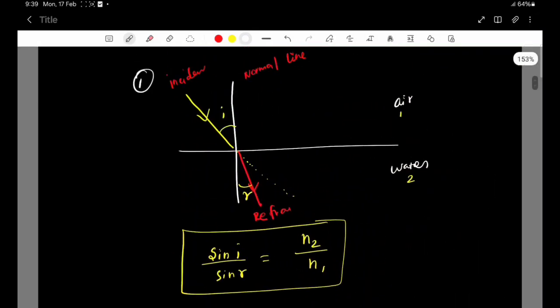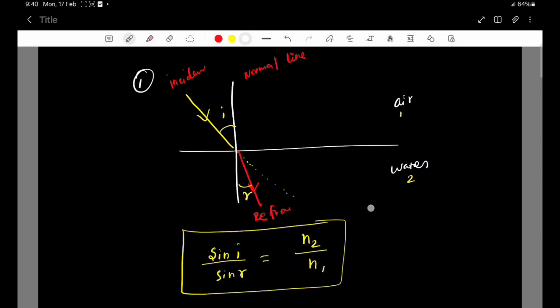Now I will tell you one more important thing about the refraction. If a light ray is traveling from a rarer medium, rarer in the sense I am not talking about the denser medium or less dense medium. Here we are talking about the optical density. If it travels very slowly in a particular medium, that medium is said to be having more optical density. If light is traveling very close to the speed of the light in empty space, then that medium is said to be optically rarer.